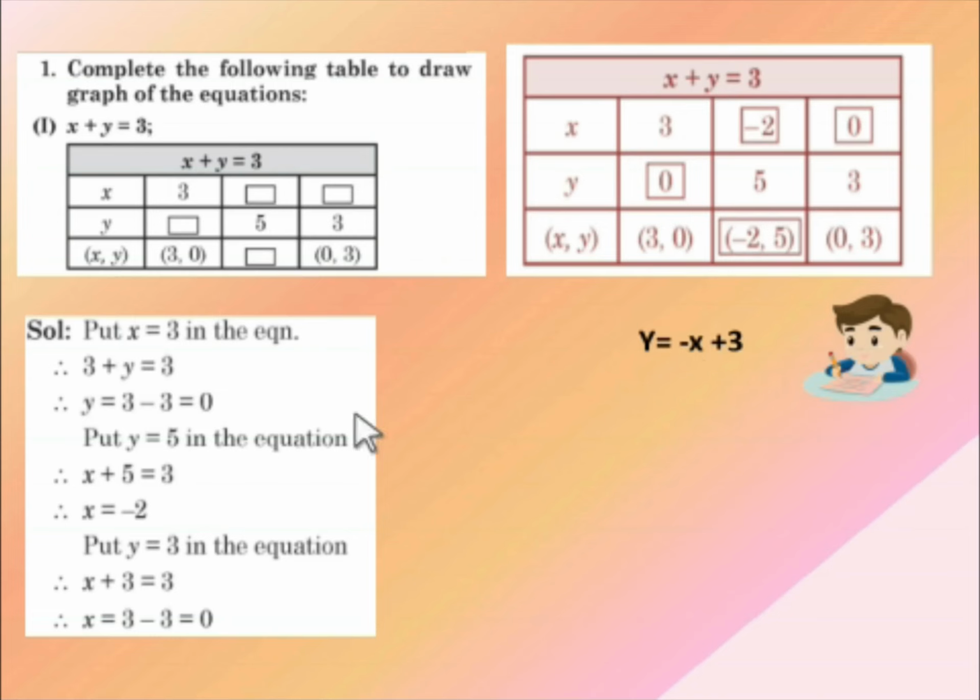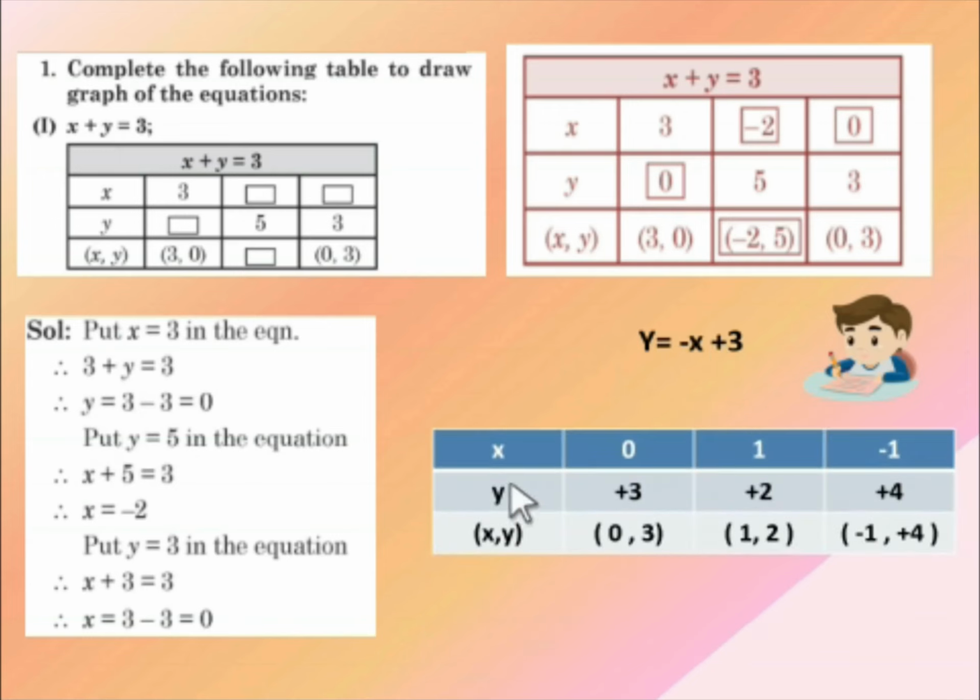Why? Because here the transferring was taking one step extra, but if you put it in this manner, and just see here, take the values of x as 0, 1, minus 1. The moment you take this equation, y is equal to minus x plus 3, take x as 0. The moment you put it as 0, see, with my mouse, the x is hidden. Now you see that y is equal to 3.